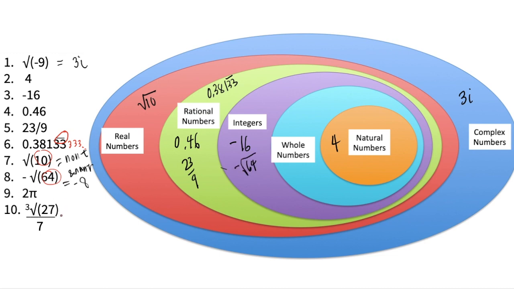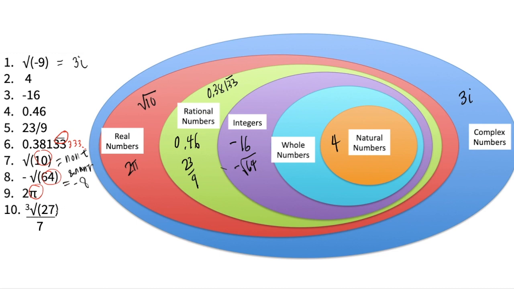2 pi. Pi is an example of an irrational number kasi yung value niya is 3.14, 15, and so on. Non-terminating, non-repeating decimal din siya. So it is an irrational real number. So dito siya sa real numbers. Hindi siya makakapasok sa oval ng rational numbers.